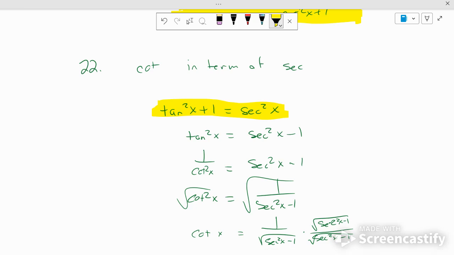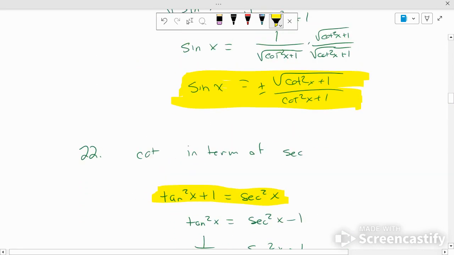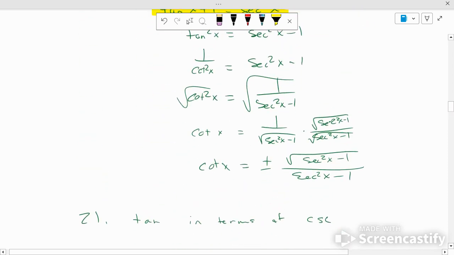Rewrite tangent squared as 1 over cotangent squared equals secant squared of x minus 1. Do the reciprocal of each side, and then just like the last one, take the square root of 1, and then take the denominator, which is the square root of secant squared x minus 1, multiply both the numerator and denominator by that, so we get the square root off the bottom. So the cotangent of x equals positive or negative the square root of secant squared of x minus 1 over secant squared of x minus 1.